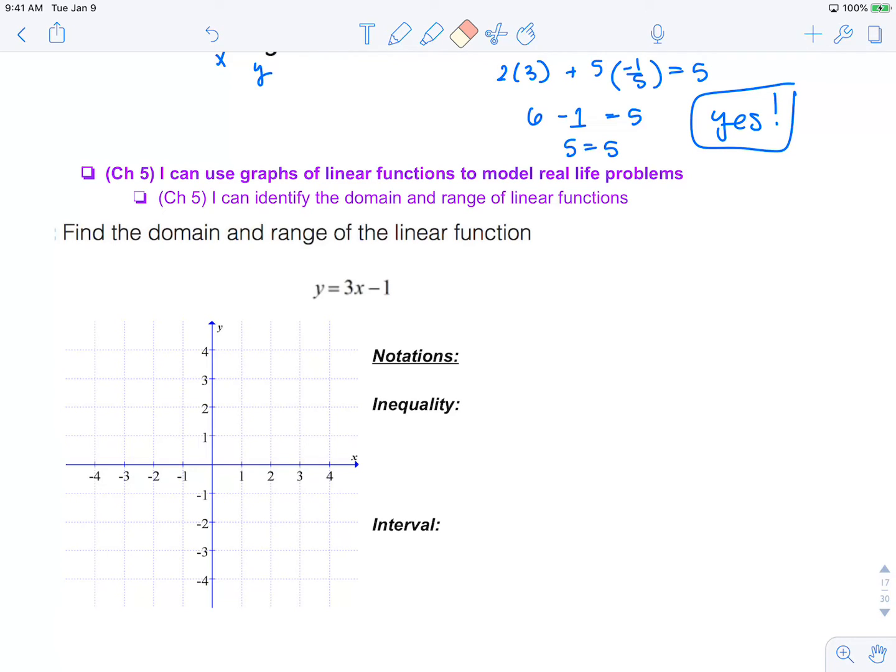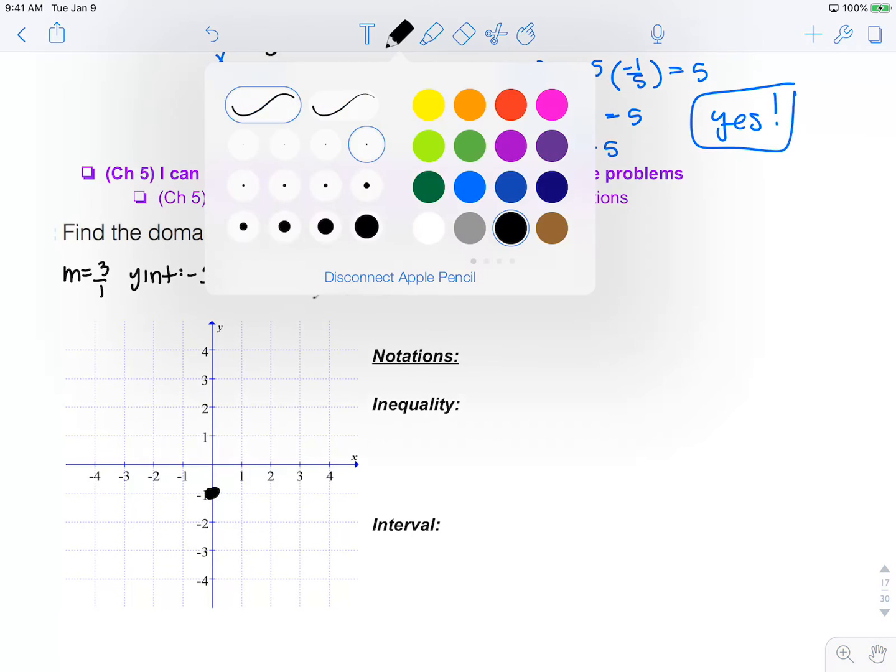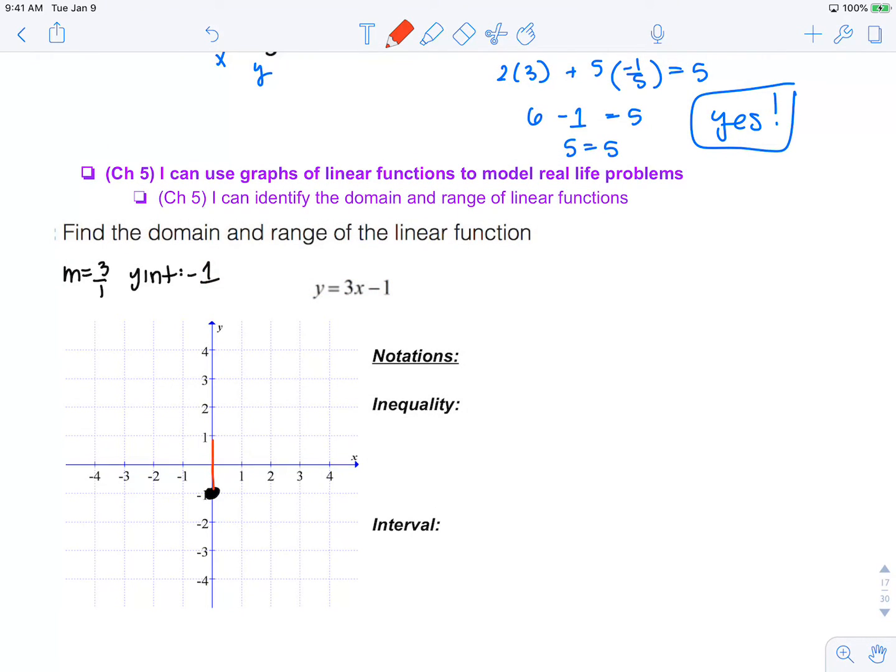Now we will practice finding the domain and range of linear functions. First, let's graph this given function. Our slope is 3 over 1, and our y-intercept is -1. So if I start at -1 for my y-intercept, and I go up 3 over 1, up 3 over 1, going backwards, left 1, down 3. Now we can graph this line.